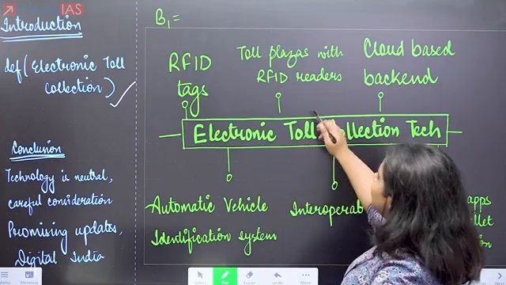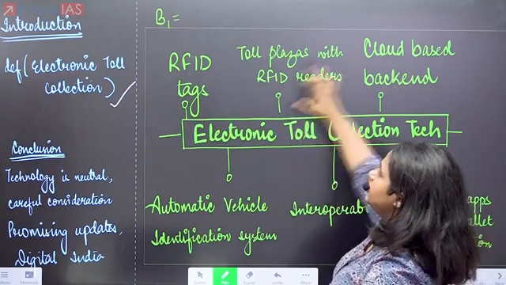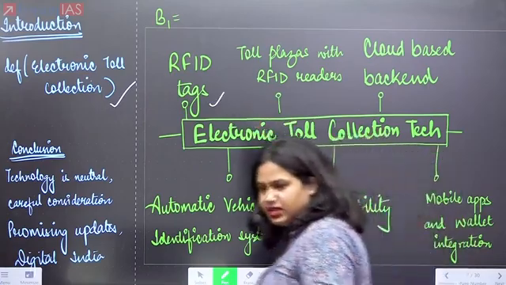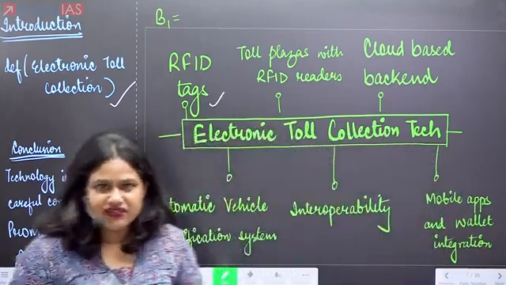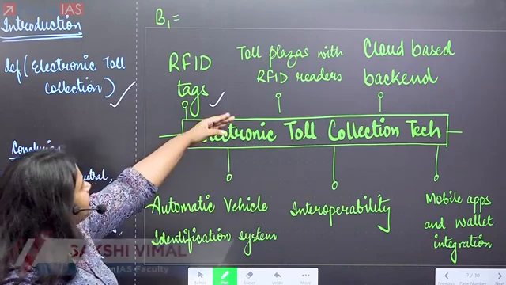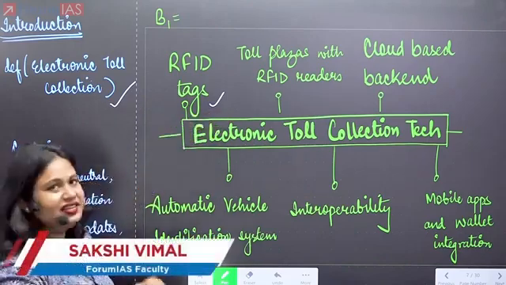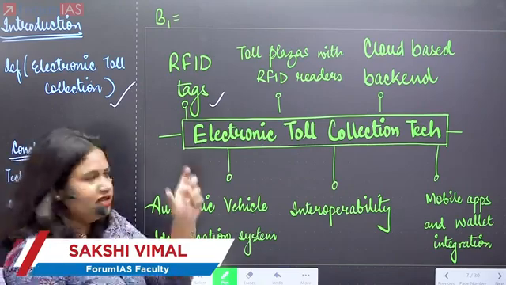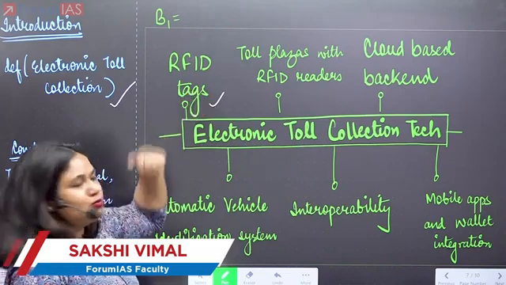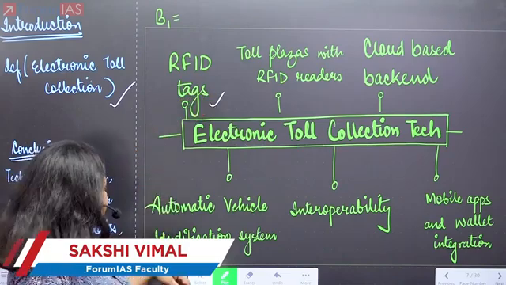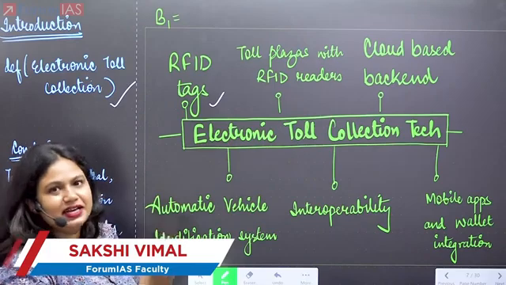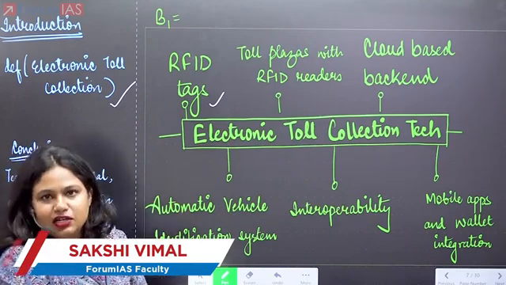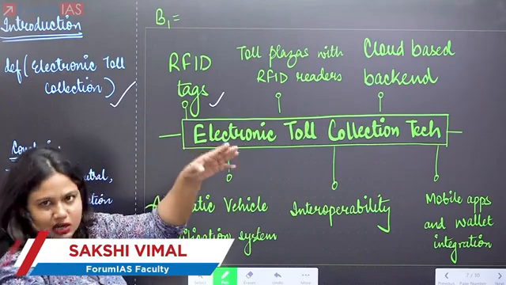And here, the technology which is there, I'm writing it as a collection of technologies. First is RFID tags, right? Radio frequency ID tags, FASTags. Then it also has to do with toll plazas with RFID readers. In the car, the driver has to have the RFID tag, but the toll booth also has to have the reader, right? You also need to have a cloud-based backend. It cannot be just in the physical space of that particular toll booth, so it has to be in the cloud somewhere.